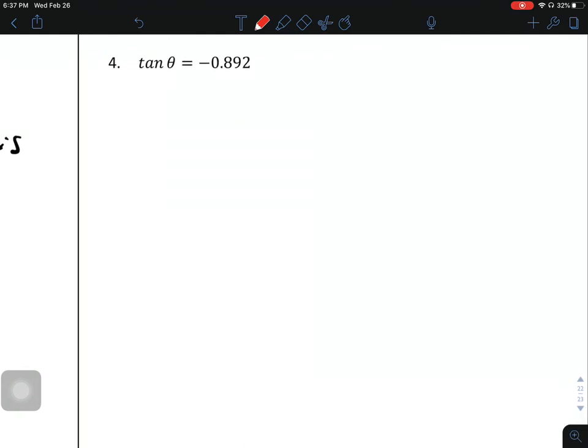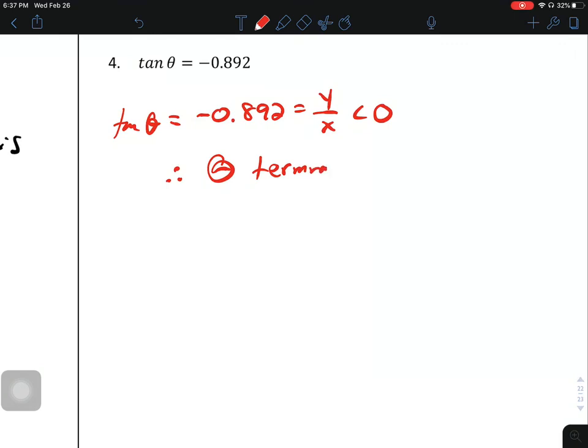Check out number 4. Tangent of theta is this fella. Tangent's y over x. This is less than 0. Our conclusion is that theta terminates in a quadrant in which x and y are opposite signs, which would be quadrants 2 or 4.